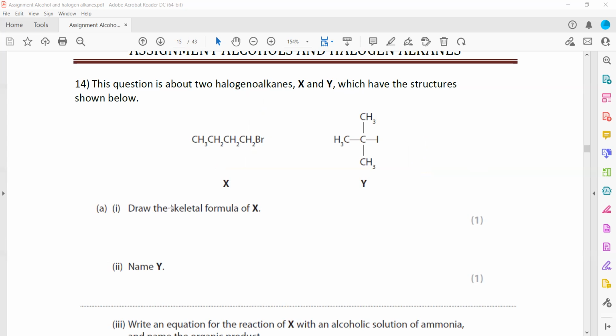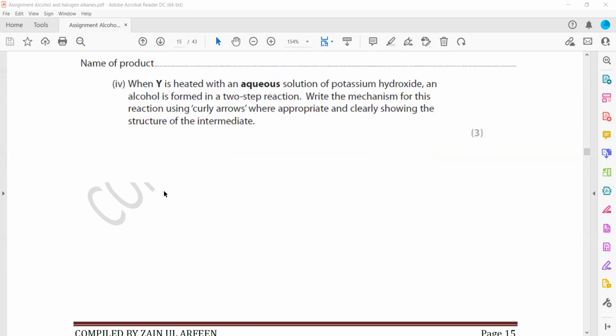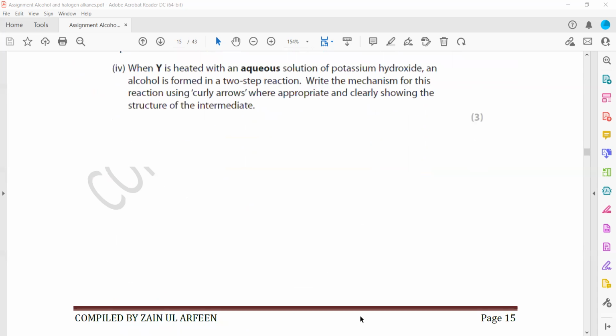So we have to complete the substitution reaction for 2-iodo-2-methylpropane. As you can see, this is highlighted: aqueous. So what does it mean? It means it should undergo a substitution reaction. So for the reaction mechanism, first we have to draw the curly arrows to represent the movement of electrons. First we have a halogenoalkane, a tertiary halogenoalkane.